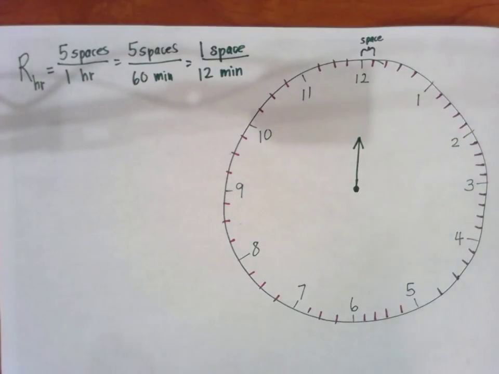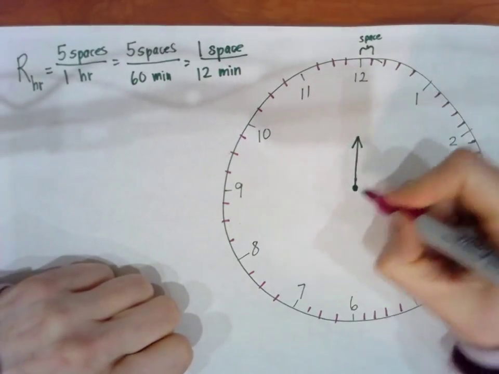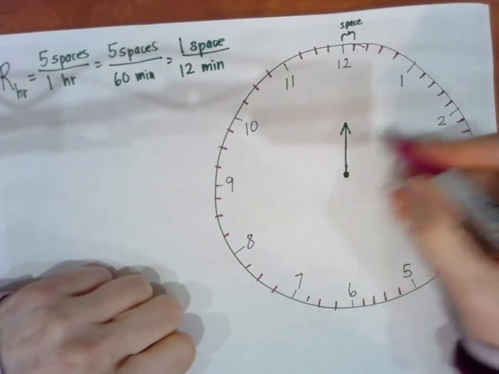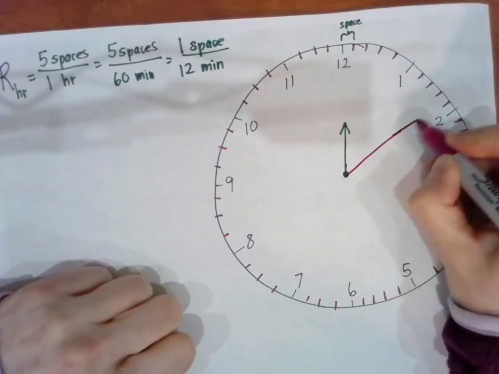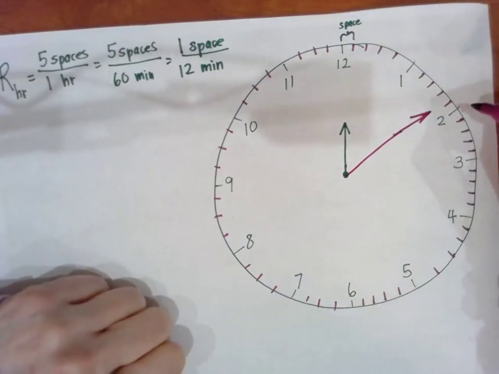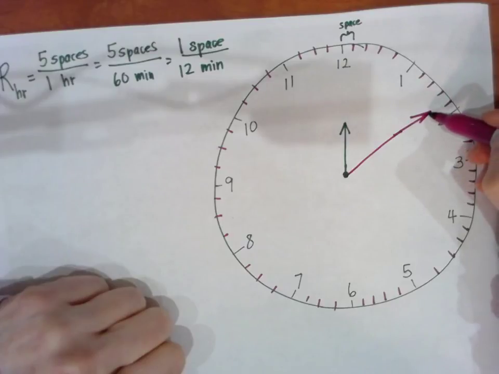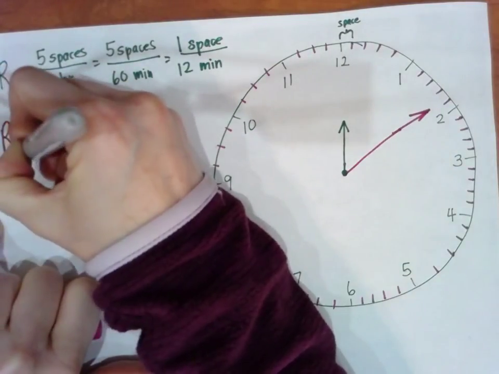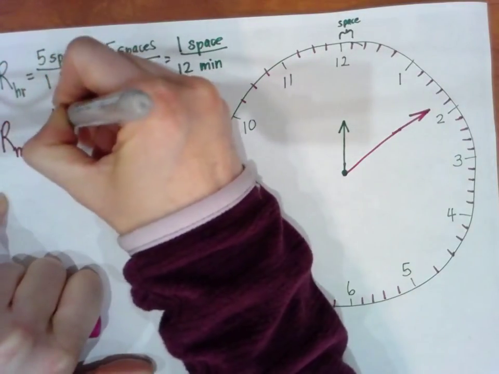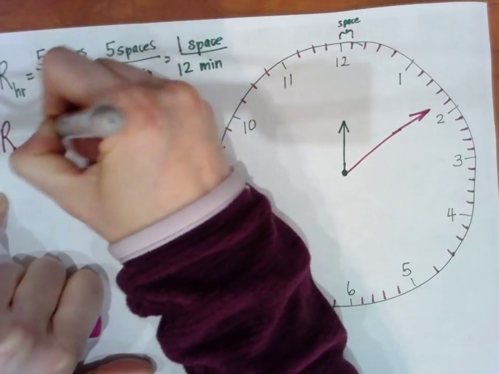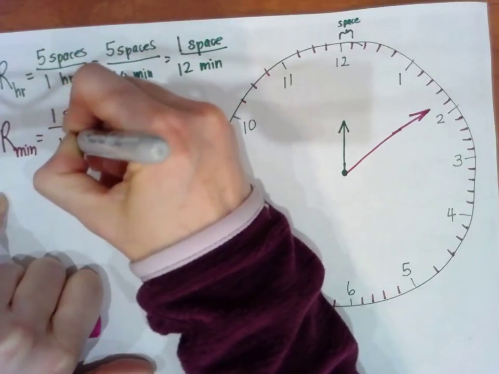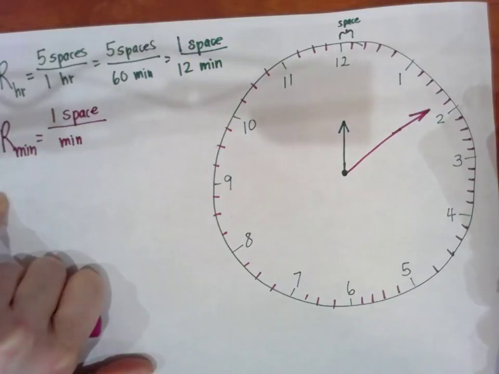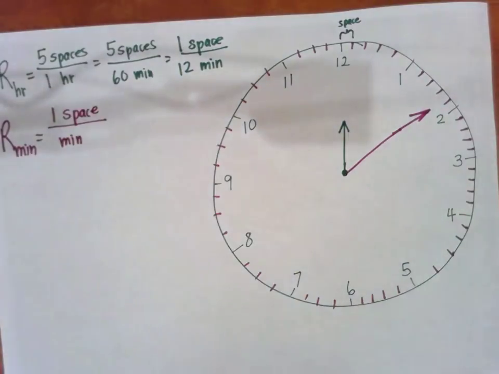Okay, the minute hand, on the other hand, is moving much faster, right? So if we have a minute hand, I'll just draw it somewhere else, pointing there. Okay, it will move one of these spaces every single minute. All right, so the rate for the minute hand is 1 space per minute. Okay, so it's moving at a much faster rate.